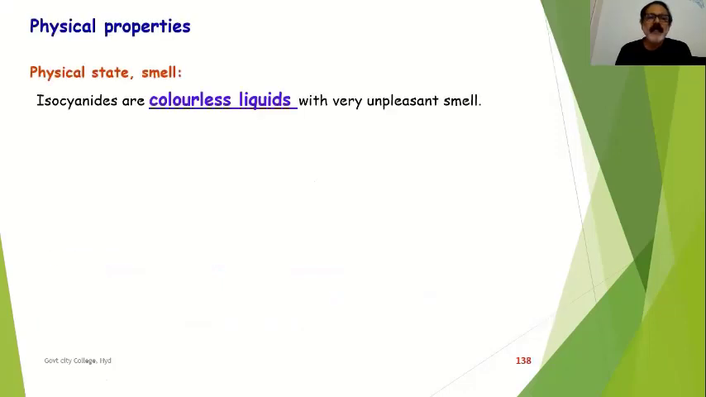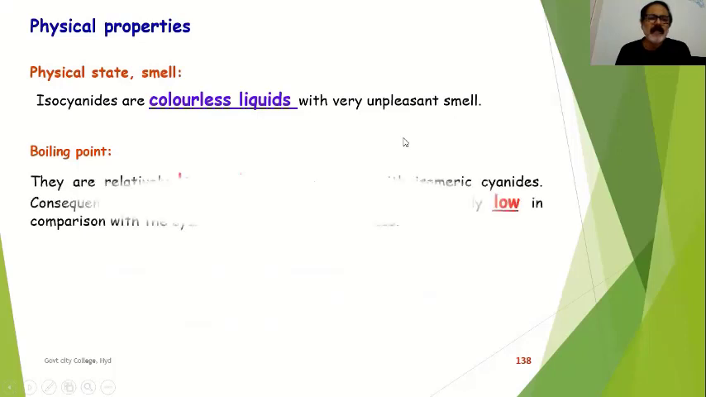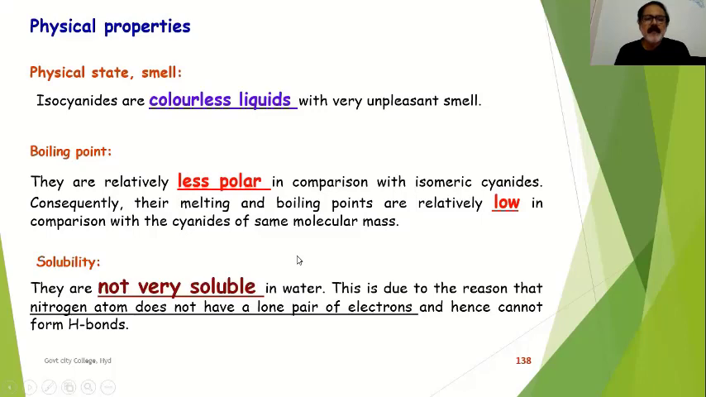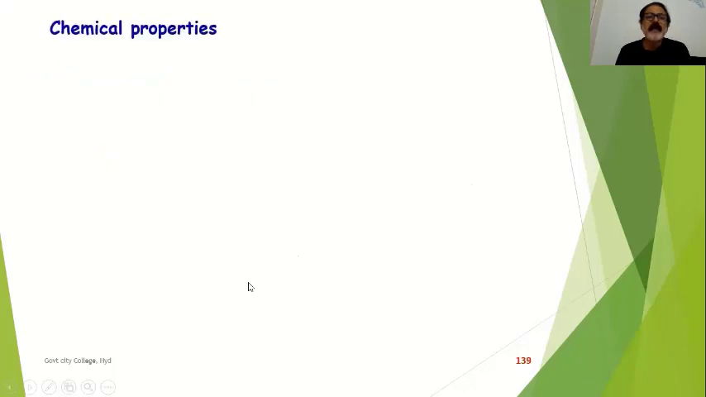And physical properties. Just now I told you the state: generally they are colorless liquids, and they are unpleasant in smell, or a bad smell will be there. When it comes to boiling points, they are less polar. The polarity is very low. So cyanides are more polar and isocyanides are less polar. That's why their melting points and boiling points are low compared to cyanides. Then solubility. As they don't have positive and negative charges, they will not like to come into water. Generally, they are soluble in organic solvents like benzene, carbon tetrachloride.